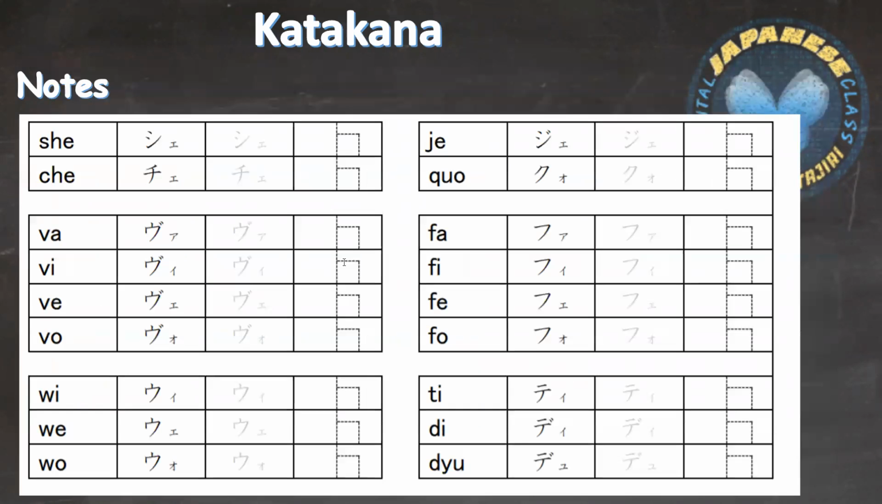Okay. And our next sound, we have our she and our che. This also sound doesn't exist in our hiragana. Later on, I will give some examples on that. Okay. Then we have our va, vi, and our ve.